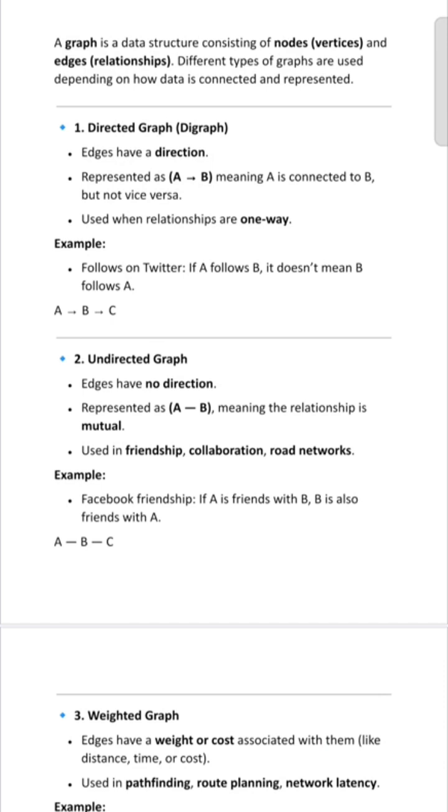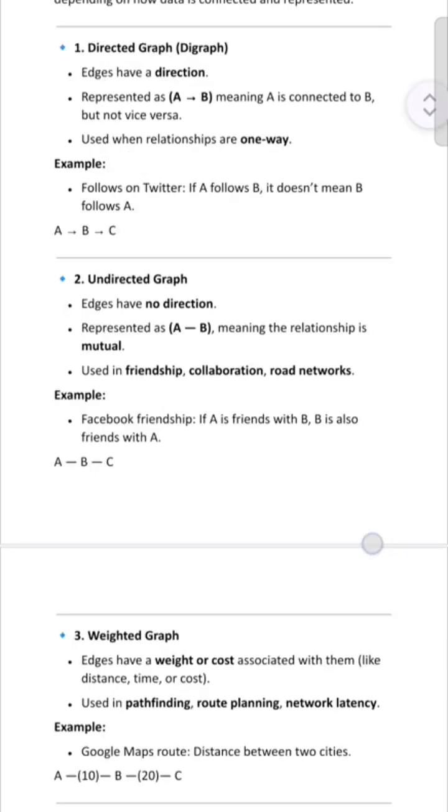First type is directed graph. The directed graph is also known as digraph. A directed graph has edges with particular directions. If A is a node and B is a node, then A to B. The arrow shows the direction of the graph, meaning A is connected to B but not vice versa. It is used when relationships are one way. For example, follows on Twitter. If A follows B, it does not mean B follows A.